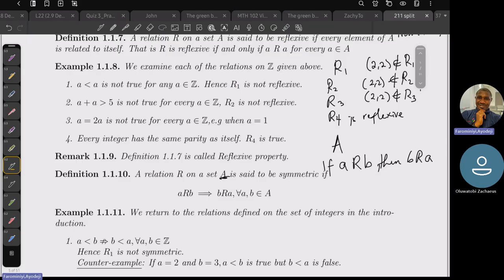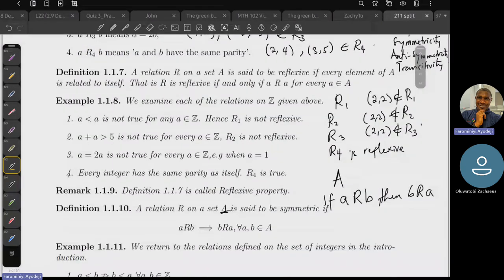So if you want to look at symmetricity, you only look at the elements that are related. If A is related to B, it is not always true that B is related to A. So if A is related to B and B is related to A in all cases, then the relation is said to be symmetric. So let us now go through our usual R1 to R4.